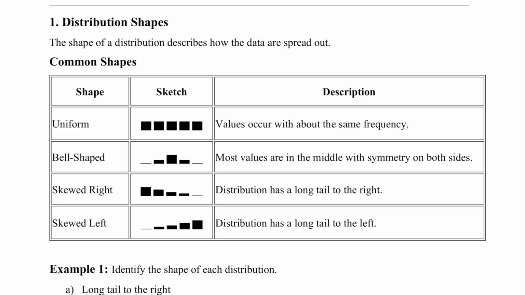The shape of a distribution tells us how the data are spread out. There are four common shapes you see. The first is a uniform distribution. In a uniform distribution, the bars are about the same height. That means values occur with roughly the same frequency. The second is a bell-shaped distribution. This is the shape where most values are near the center and the graph looks balanced on both sides.